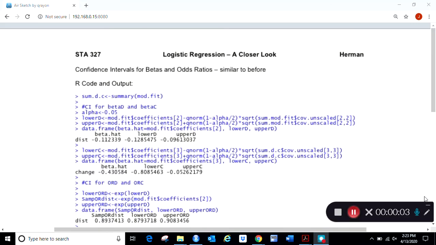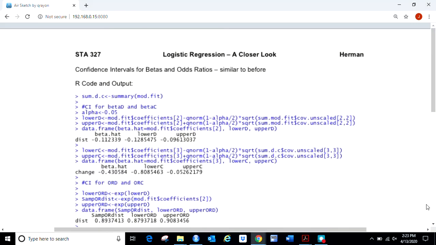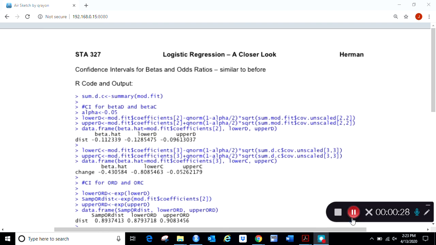So now that we have fit our model using both distance and change as predictor variables for the probability of a successful place kick, we're going to talk about how to do the confidence intervals for the betas as well as the odds ratios. First, these are very similar to the equations that we used before. Refreshing our memory, page 9 of the notes is where I can find those formulas.